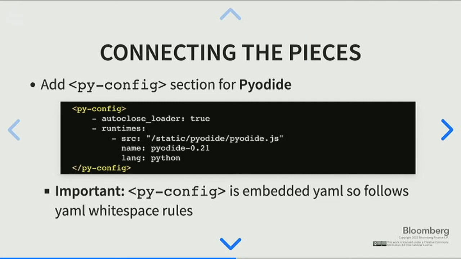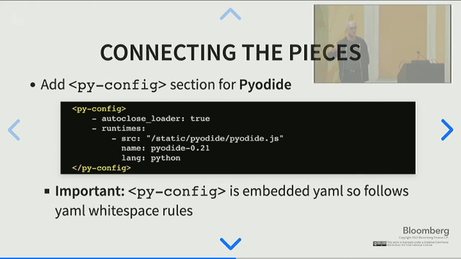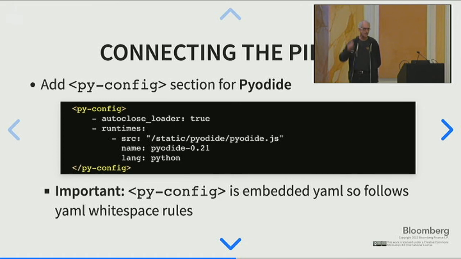The other thing that we have to do is tell it where to find Pyodide. And this is where we get into another PyScript tag called pyconfig. And this is the magic incantation for it to find Pyodide. An important note here is this is an embedded YAML file and follows YAML file whitespace rules. So if you write HTML where it does auto formatting, this section is going to cause you grief.